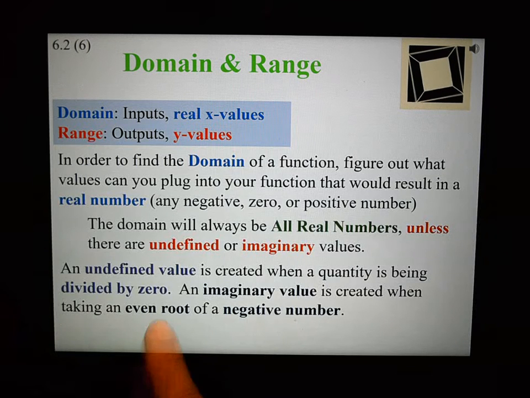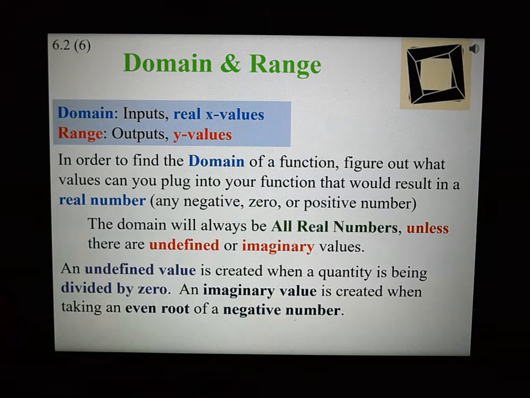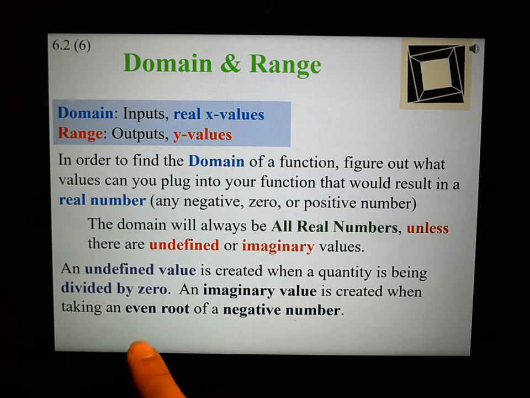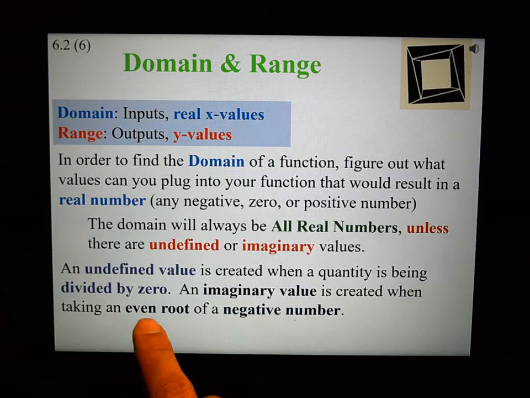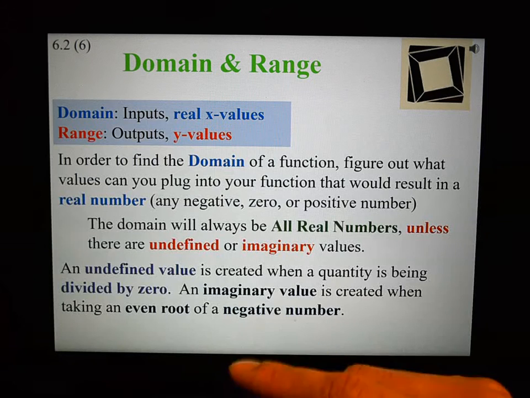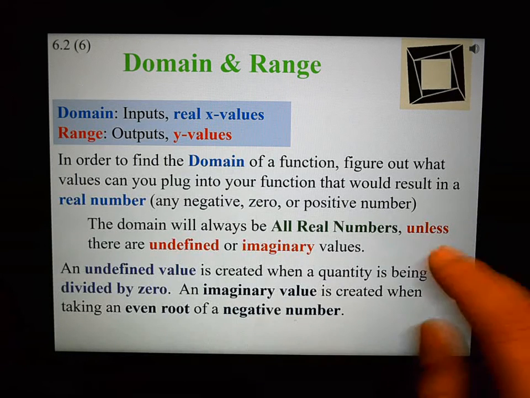That means a square root, or a fourth root, or a sixth root. It doesn't matter if it's a third root, because that's an odd root. Only even roots of negative numbers do not exist. Those are the imaginary ones.